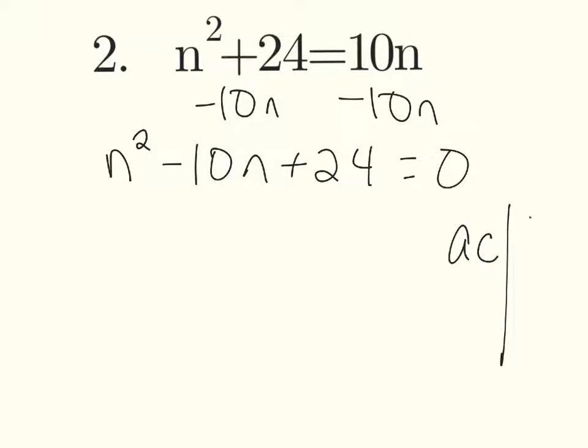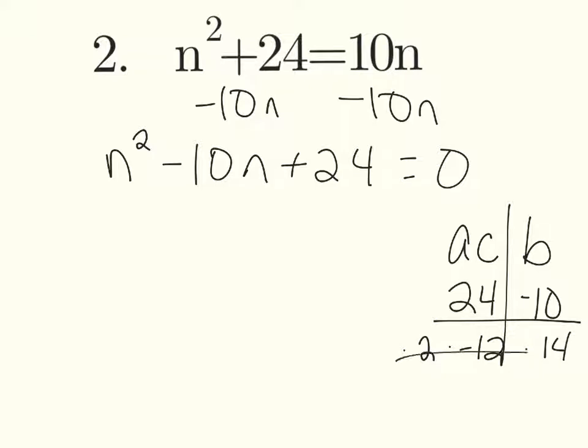So we make our table here. A times c is 24. We're going to figure out factors that add up to -10. Alright, so let's see here. -2, -12, that equals -14. Okay, that doesn't work. Well, it'll be -4 and -6. That equals -10.